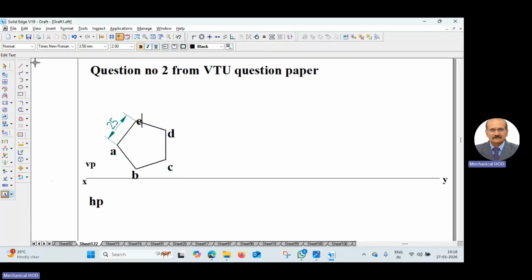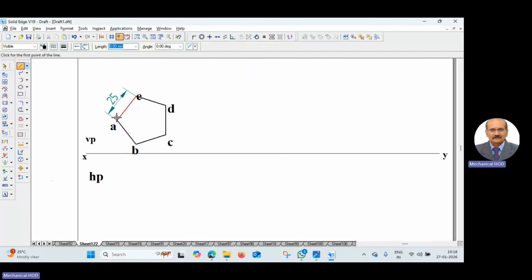E. Now do the projection to get the top view, from here to here, from here to here. So you get a line. The front view of a lamina is a straight line. Our top view of the lamina is also a straight line because it is kept parallel to VP.